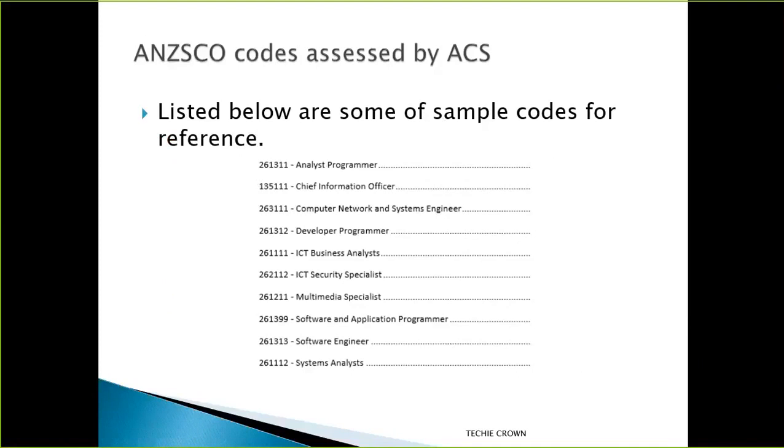For example, if he is going to apply under software engineer, which falls under 261313, then you should make sure that his roles and responsibilities are in line with the given specifications as per ACS. You should know exactly where your roles and responsibilities fall under this specific job code, and you should apply in the specified category in order to get a positive assessment.